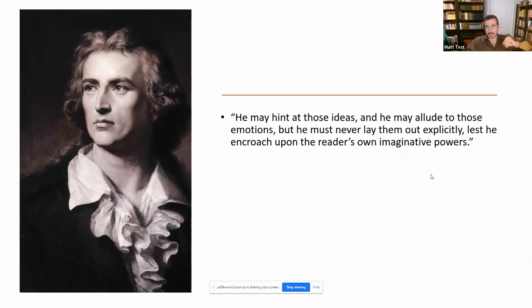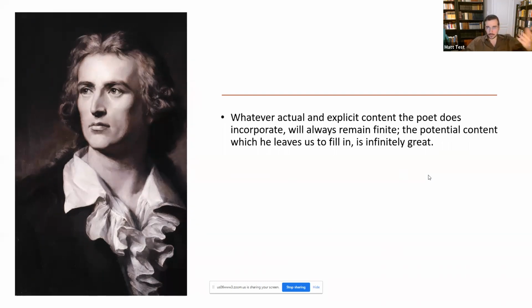And so Schiller, he said, the artist may hint at those ideas and he may allude to those emotions, but he must never lay them out explicitly, lest he encroach upon the reader's own imaginative powers. So if you make it literal, you suffocate the imaginative powers of the reader of the poem or the watcher of the play or the painting. Whatever, he says, whatever actual and explicit content the poet does incorporate will always remain finite. The potential content which he leaves us to fill in is infinitely great.